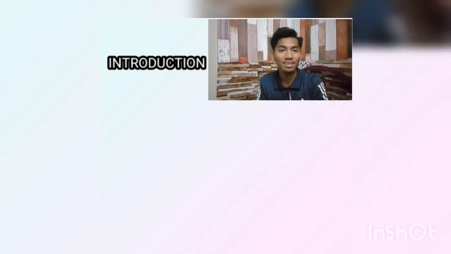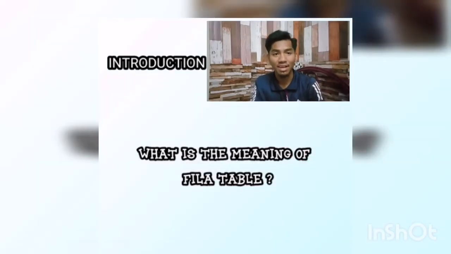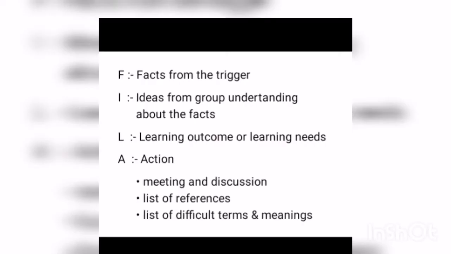So, how do you think the FILA table can help us to solve the problem in the PBL project? And what is the meaning behind the FILA table? Let me explain it. F is facts from the trigger, I is for the ideas from your group's understanding about the facts, and L is for learning outcome or learning needs. Lastly, A means actions that must be taken, including meeting and discussion, list of inferences, and list of difficult terms and meanings related to the subject.